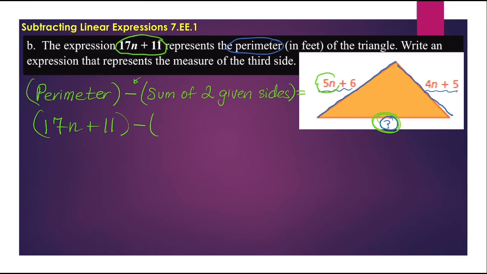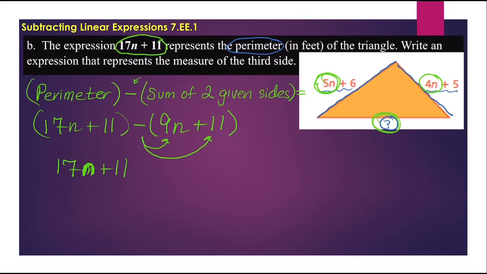So the sum of the two given sides, well, we have 5n plus 4n. Well, that makes 9n. And then the constants are 6 plus 5, which makes 11. Now, holding true to what this lesson's all about, we're going to subtract the second expression, which means we're going to distribute a negative. So I'm going to drop down the 17n plus 11. And then we're going to distribute negative into 9n and 11.